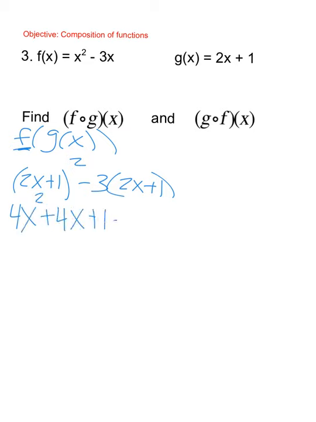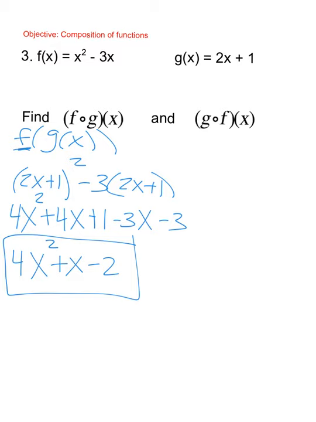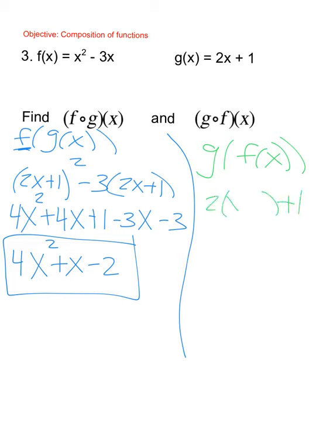That's an x. 3x minus 3. So we get 4x squared plus x minus 2. So that is the function. And then I'm going to do the other version. So we have g of f of x. So this time we're starting with g, which is 2 times something plus 1. x squared minus 3 goes on the inside. 2x squared minus 6 plus 1. 2x squared minus 5.